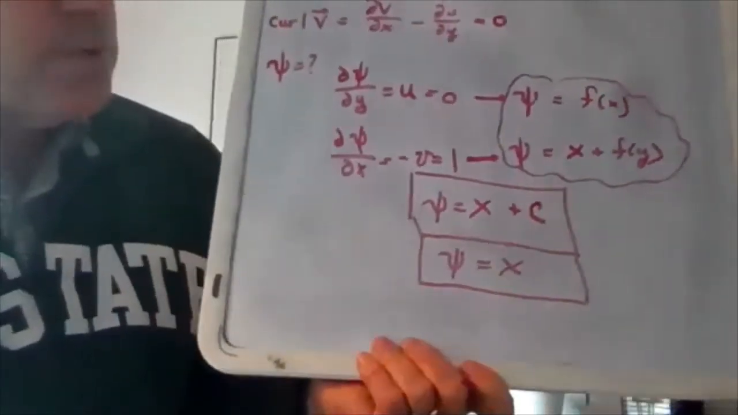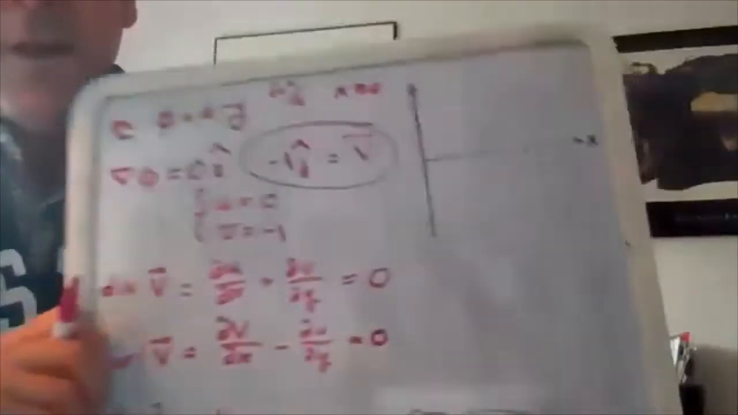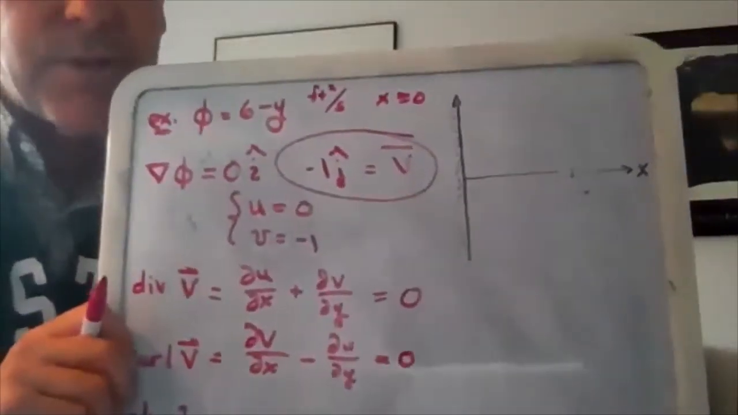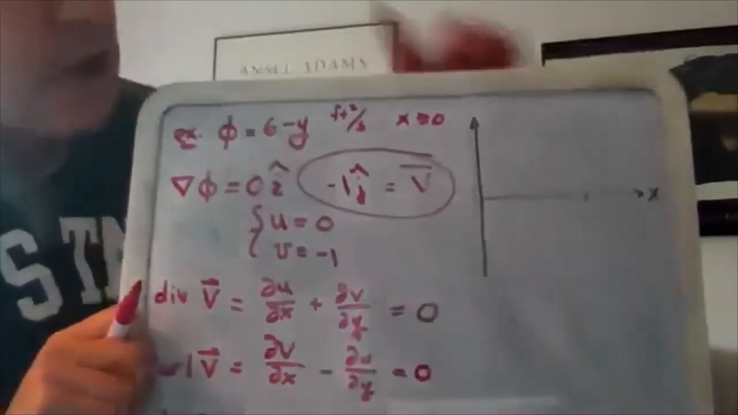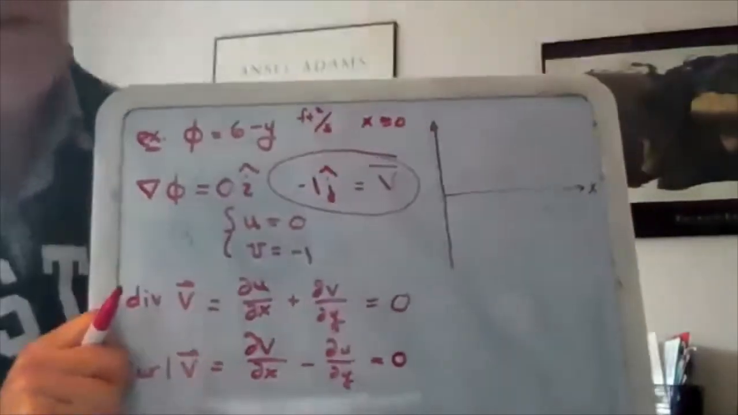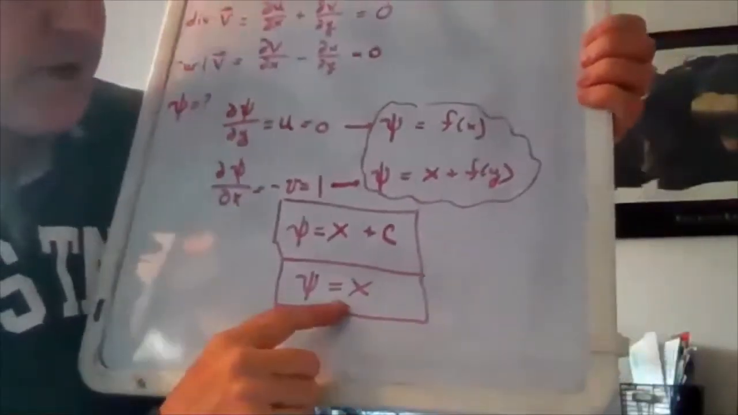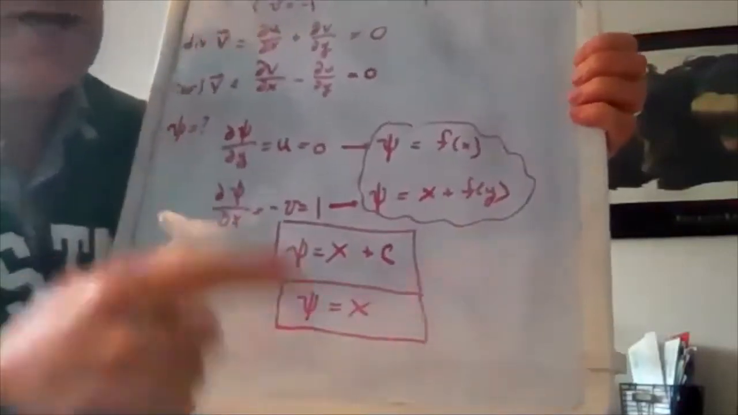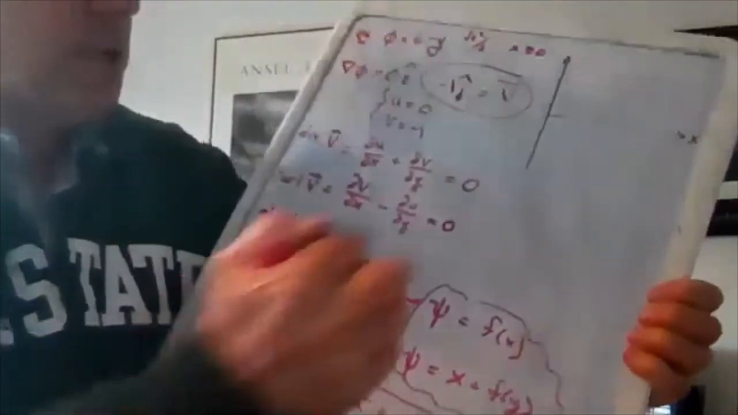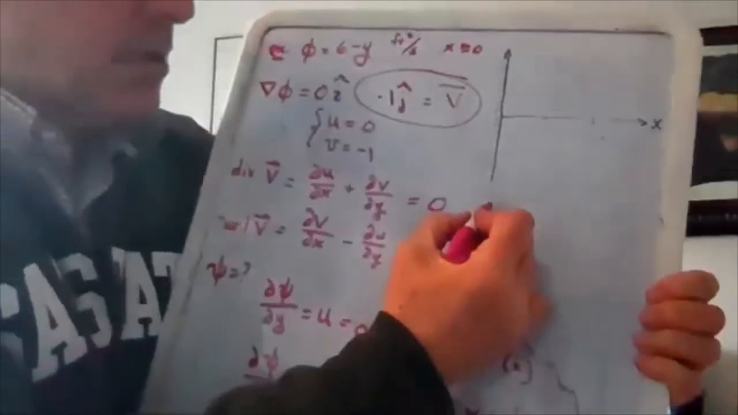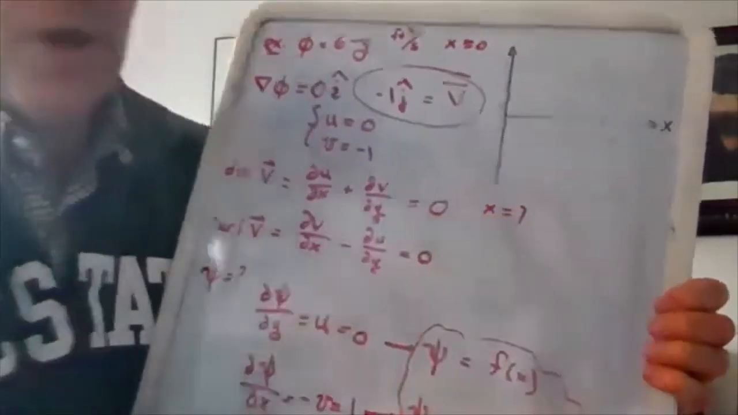All right, so what are we supposed to do now? We want to fill up this graph with a bunch of lines to represent what's going on with this flow. And we know the flow is going down. So let's get some streamlines. Since psi equals x, we start making different values for x: x is equal to 0, x is equal to 1, x is equal to 2. Let's do that really quickly up here. I'll just put 1 up there and then we'll talk our way through it.